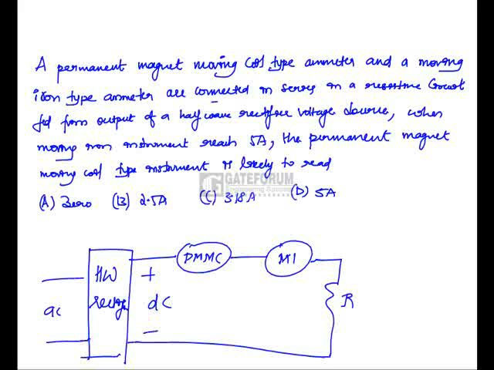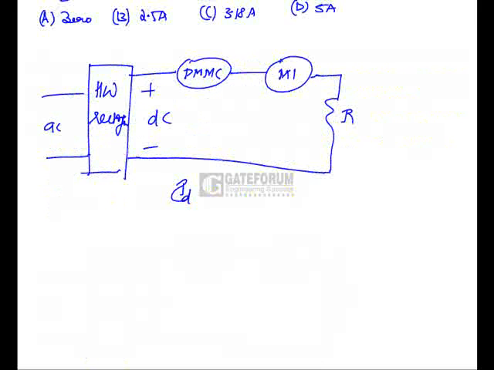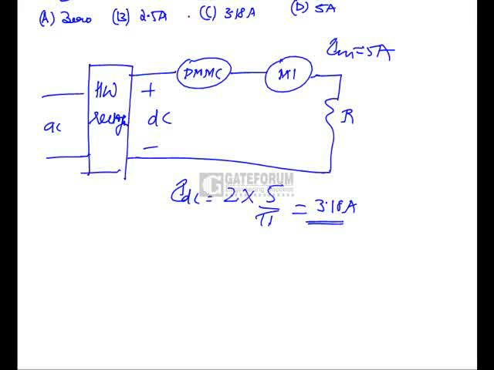Now we have to find the reading of the permanent magnet moving coil type instrument. What is PMMC? It will read only DC values. So I_DC is equal to 2 times I_M, which he has given as 5 amperes, so the average DC value for PMMC is 2·5/π. This will read 3.18 amperes. So option C is correct.